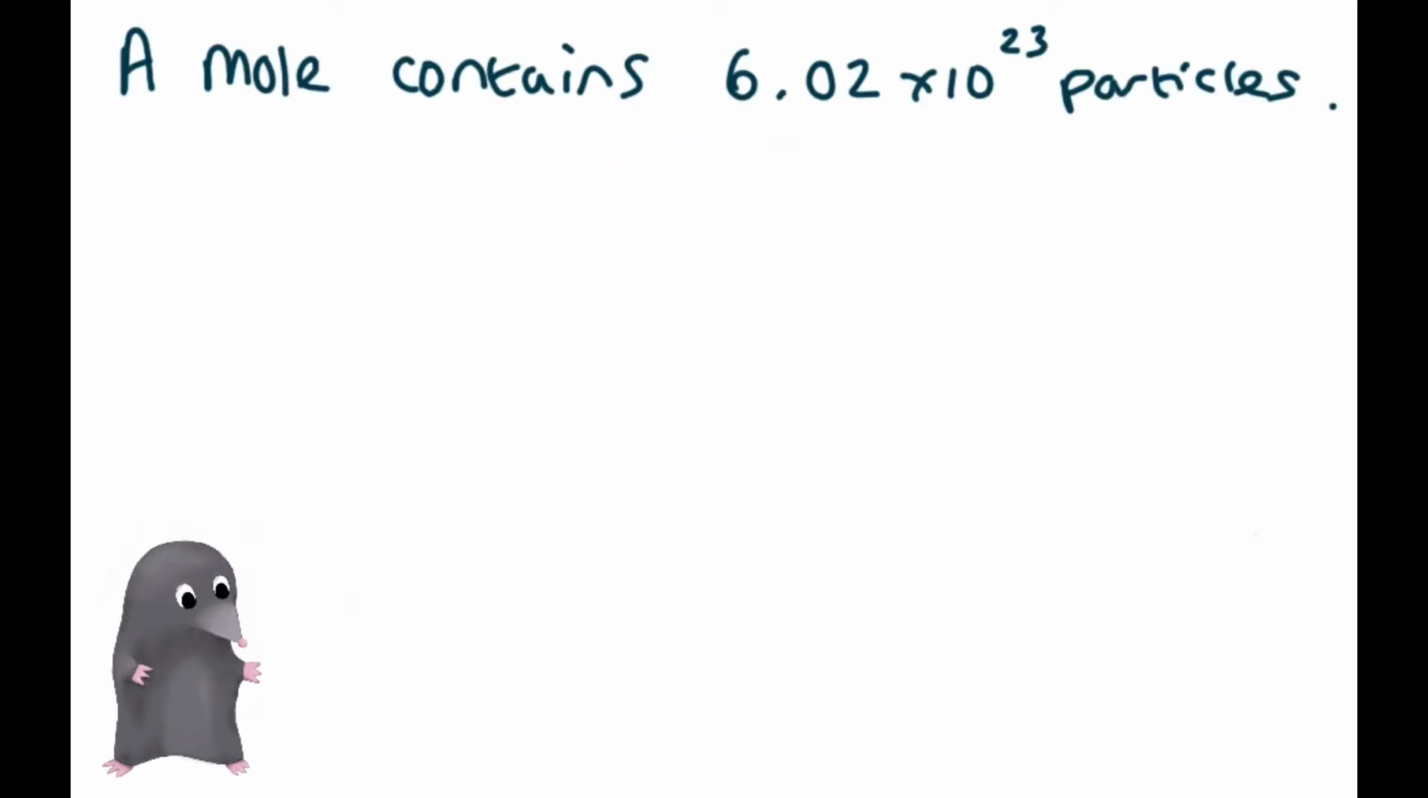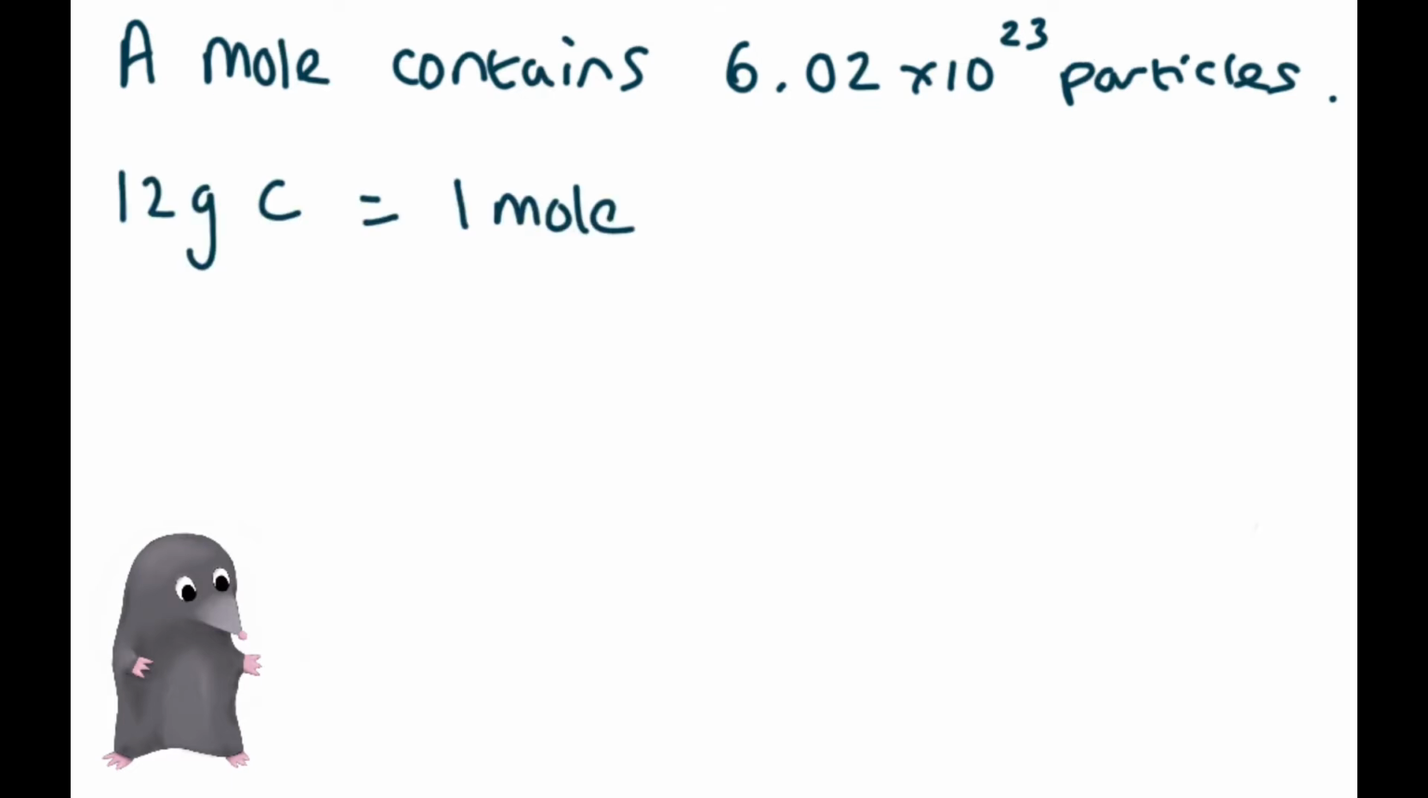Therefore, the relative atomic mass or the relative molecular mass in grams equals 1 mole. Another important fact that you need to know about moles is that a mole contains 6.02 times 10 to the 23 particles. So if you have 12 grams of carbon, that's 1 mole.